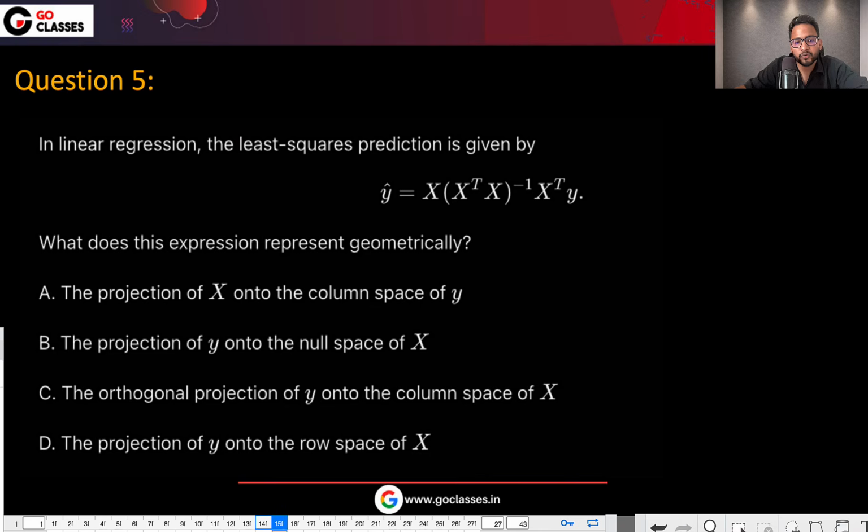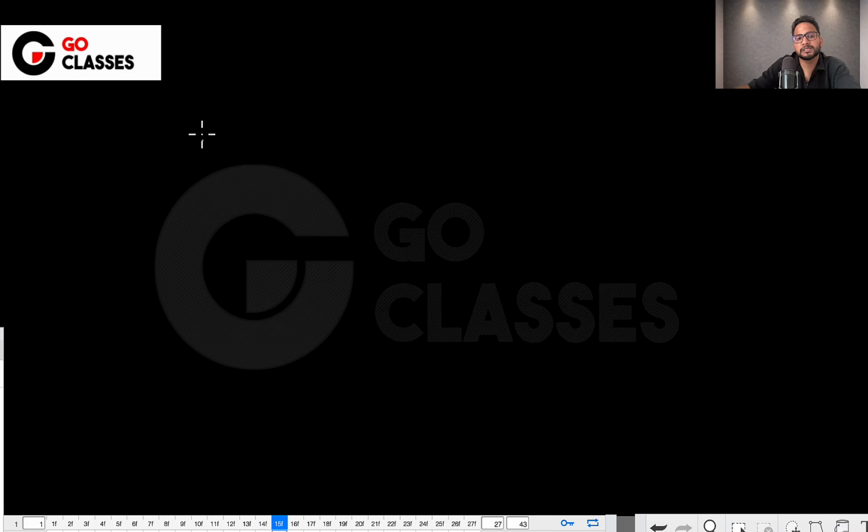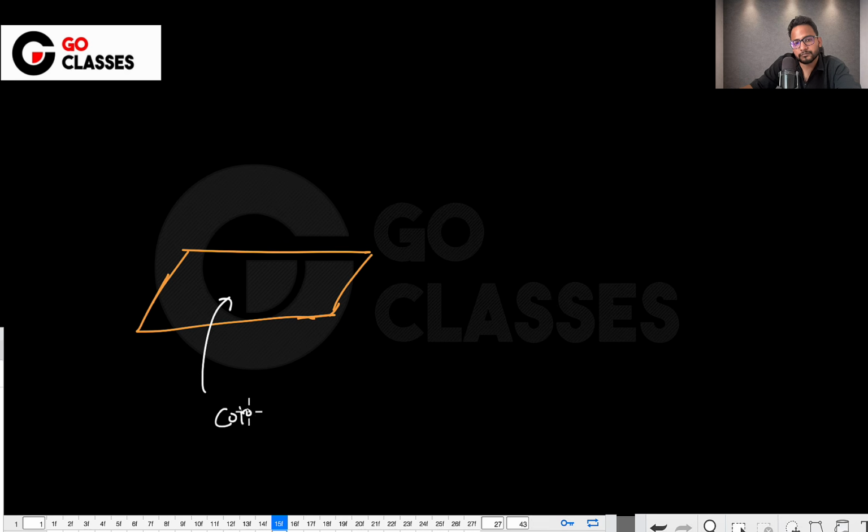So let me just remind you quickly that in linear algebra we have seen the projection matrix. How did the projection matrix formula come about? Let me quickly remind you. Suppose this is the column space of A, which means the columns of A, and we want to solve Ax equal to B. Suppose B is not in the same space, B is somewhere else. This is B. Now you cannot solve this obviously, so you will project B.